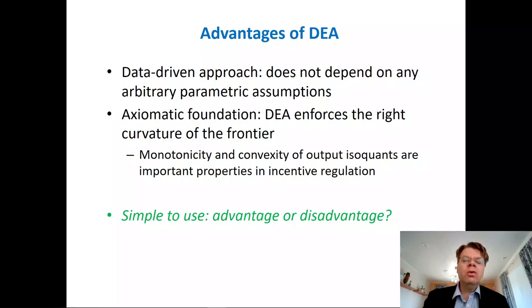But in the context of the regulation of electricity distribution firms, I would say a positive feature of DEA is that it imposes properties such as monotonicity and convexity for the output isoquants. So for example, you notice that all of these output weights were non-negative. There would be no possibility to have some negative weight for the output variables. And indeed, a negative value for the output variables would be problematic in the incentive regulation, because it would actually give a strong incentive for that company to produce less rather than more. So in that sense, the DEA benchmarks are very well behaved, in the sense that they don't give this kind of weird incentives to benefit from producing less rather than more.